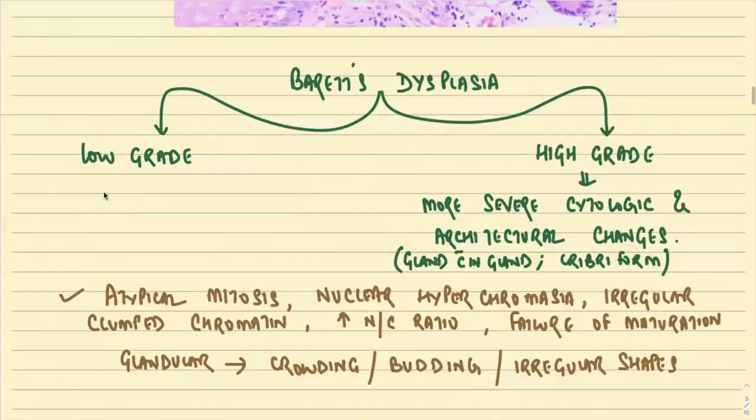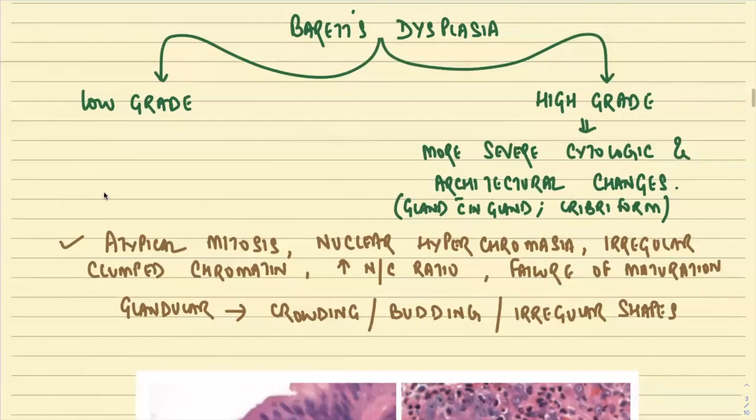Till now, we are reading about metaplasia. As we understand, metaplasia is one type of adaptation, so it is a reversible change. But if metaplasia continues for a long period of time, it might become irreversible, and metaplasia might convert into what is called dysplasia. Dysplasia is nothing but a disordered arrangement of the cells. Now, Barrett's dysplasia can be low-grade dysplasia or high-grade dysplasia.